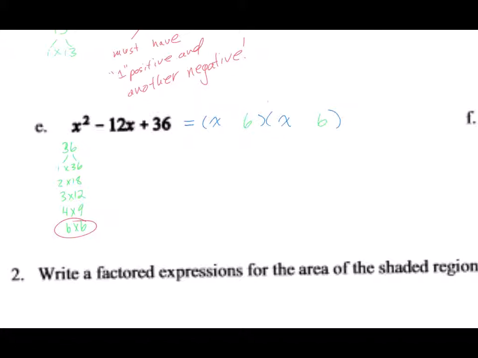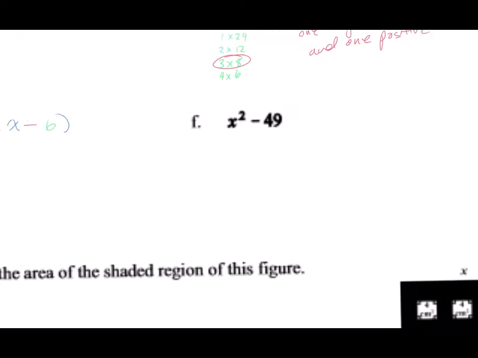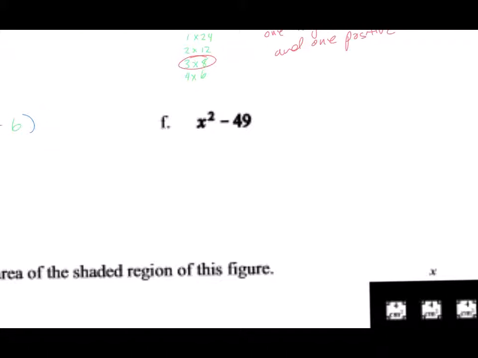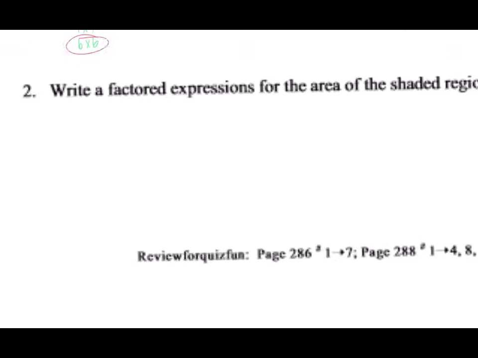Now, it needs to add up to negative 12. Now, just like before, think about it. We have a positive 36. So I could either have two negatives or two positives. So we're going to make sure that both of them have negatives. Okay, now this last one. This is just a difference of squares. Nothing difficult. You got 1 and 49 and 7 times 7. And 1 must be negative and 1 must be positive. That's it. We're done. Now, let's do the last problem of the day.